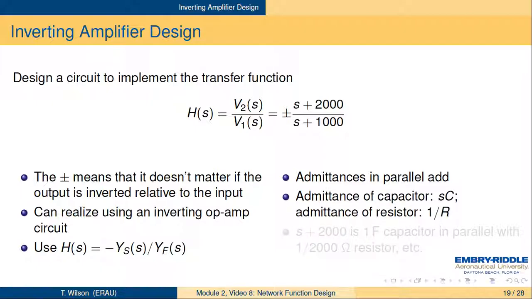And that makes things simple because the admittance of the capacitor is SC and the admittance of the resistor is 1 over R. And so S plus 2000 in the numerator would be the source branch admittance, and that'd be a 1 farad capacitor in parallel with a 1 over 2000 ohm resistor. Of course, you're not going to go out and buy a 1 over 2000 ohm resistor or a 1 farad capacitor. You're going to scale these into the standard values.